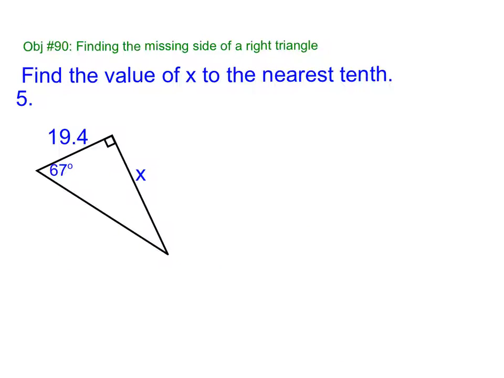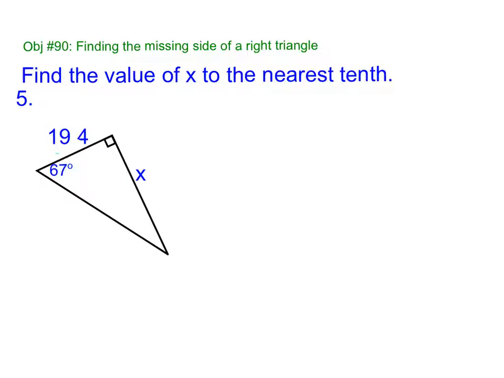All right, so now this one we're actually going to find a side. Now look at this triangle. Why can't we just do Pythagorean theorem? Well, with Pythagorean theorem, you need two sides. Do we have two sides? No, we only have 19.4. We don't have enough information to do Pythagorean theorem. We would need a second side, but we only have the 19.4.